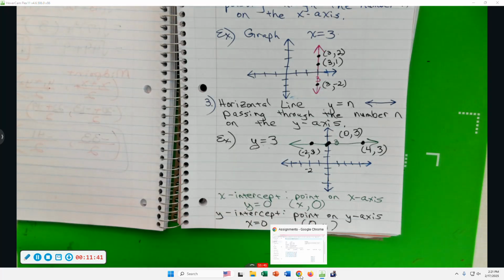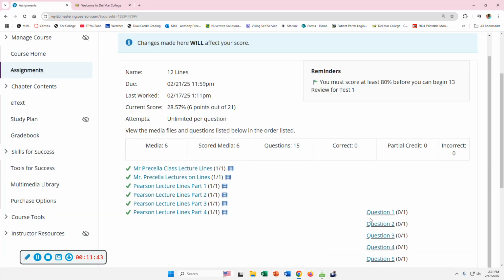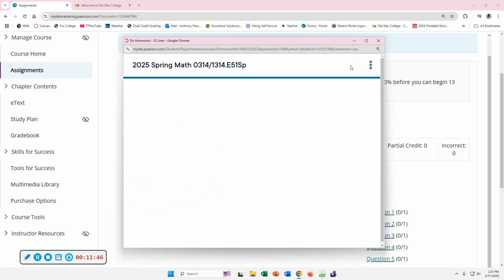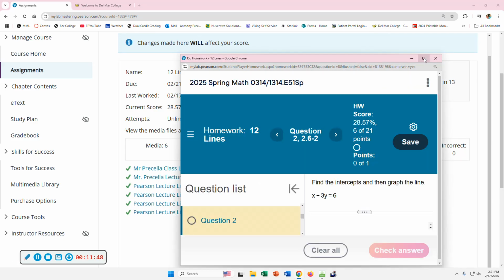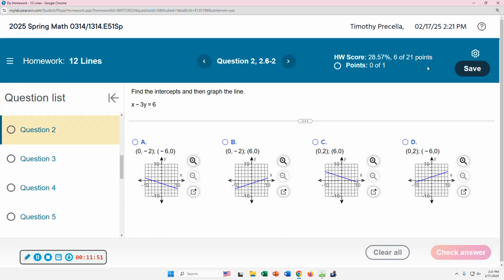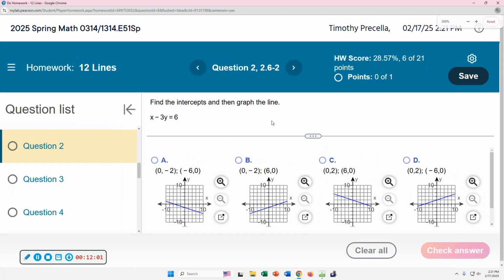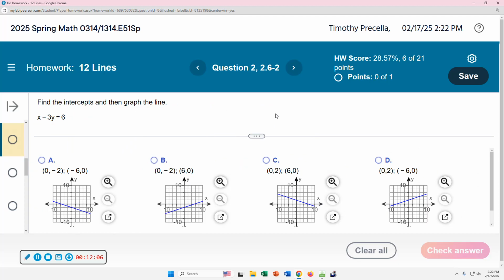Maybe we better do some examples before we get timed out. Oh, I assume that means we're doing problem 2. Yes. Okay. Find the intercepts and then graph the line. This is number 2. Let me write down the line. The equation is x minus 3y equals 6. And they want us to find the intercepts and then draw the line.